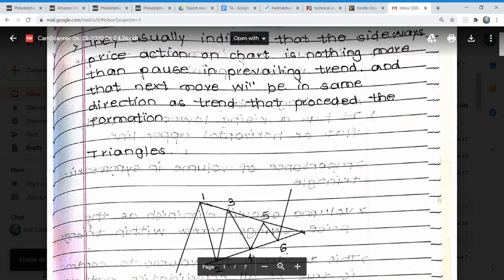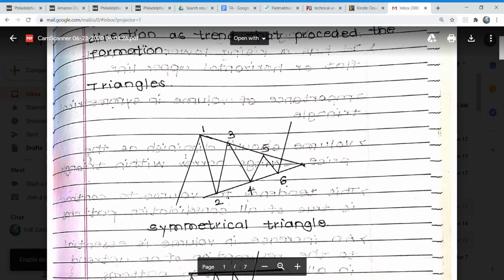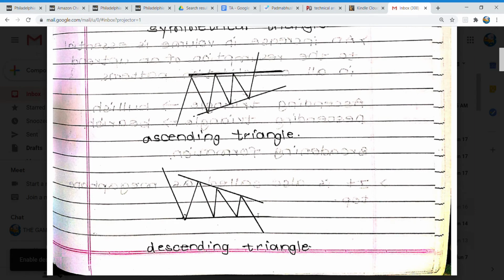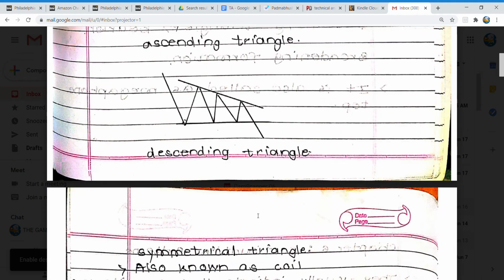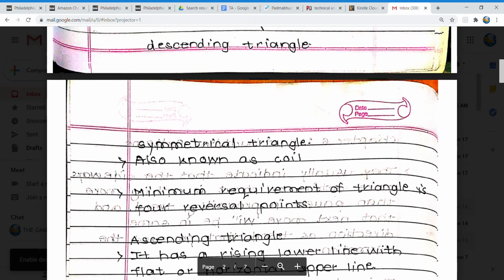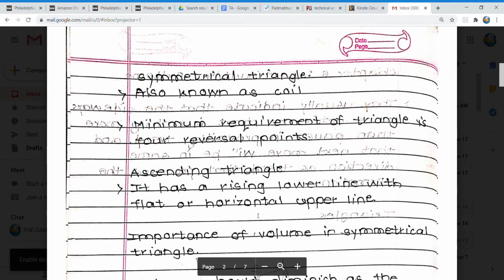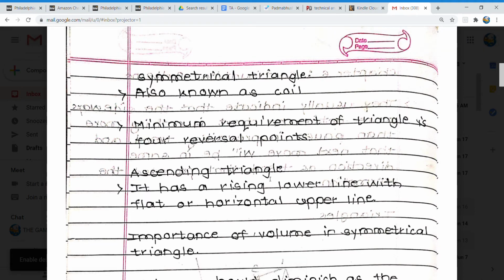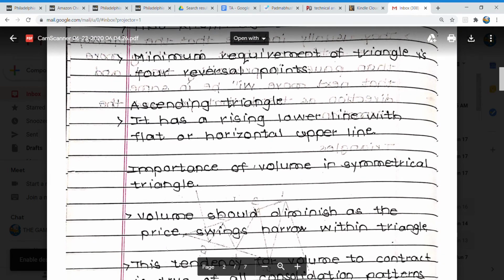So these are triangles. This is a symmetrical triangle, then this is ascending and this is descending. The symmetrical triangle is also known as a coil. The minimum requirement of a triangle is four reversal points. Then the ascending triangle has a rising lower line with a flat horizontal upper line.